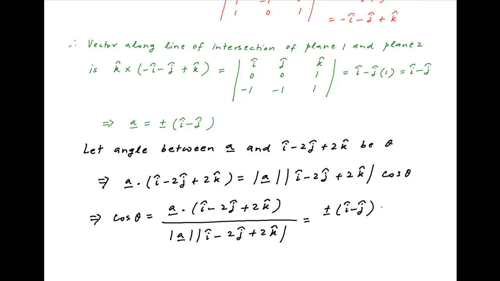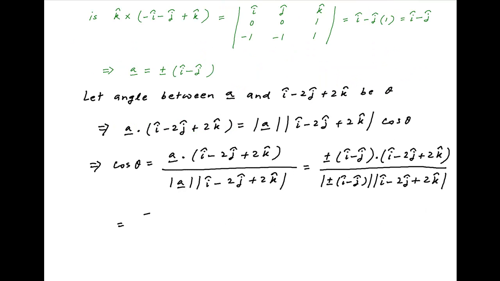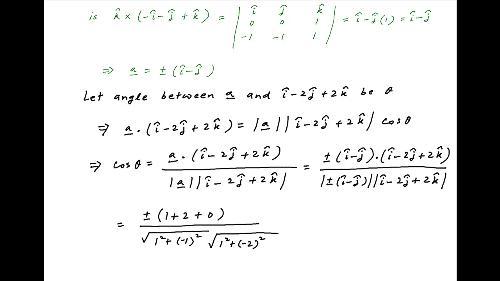Substituting the value of vector A obtained above, we get plus minus i minus j dot i minus 2j plus 2k divided by the absolute value of plus minus i minus j times the absolute value of i minus 2j plus 2k. This is equal to plus minus 1 plus 2 plus 0 divided by square root of 1 squared plus minus 1 squared times square root of 1 squared plus minus 2 squared plus 2 squared.